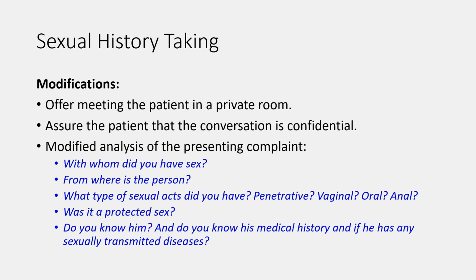With whom did you have sex? From where is the person? What type of sexual acts did you have? Penetrative, vaginal, oral, anal? Was it protected sex? Used a condom? Do you know him? And do you know his medical history and if he has any sexually transmitted diseases? Then, you should continue taking other histories as usual. Of course, in the management plan, you should mention the potential infection and that the patient should follow up with the genitourinary clinic.